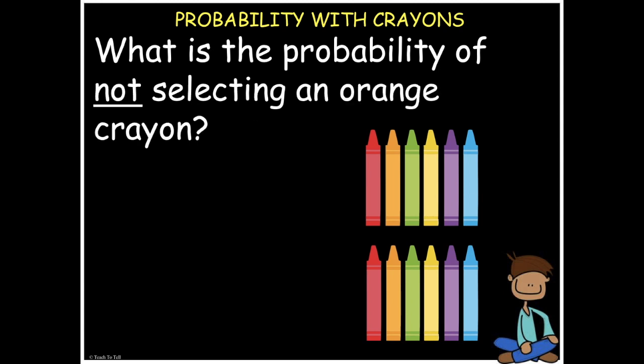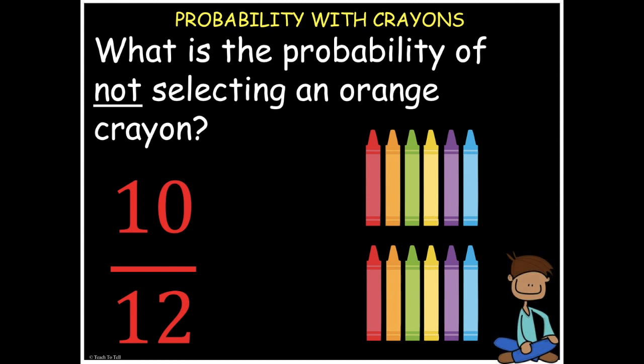What is the probability of not selecting an orange crayon? So I have 12 and 2 are orange, and I want to know how many I can select, so I'm just going to take away 2 from 12, leaving me with 10. So probability is 10 out of 12.